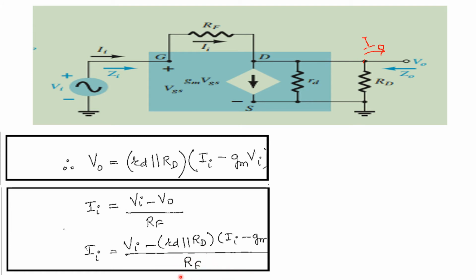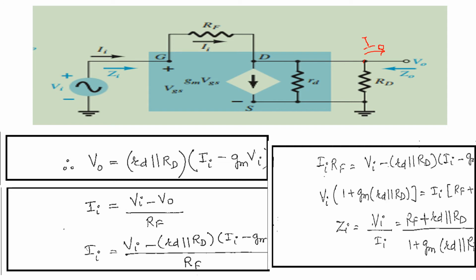So Ii is equal to (Vi minus (rd parallel RD) into Ii minus gm) upon RF. So we are substituting the value of V0. We are not doing anything different. Right? So as I said a few seconds back, Ii and Vi will help us to find out the input impedance. So input impedance is equal to RF parallel rd upon 1.